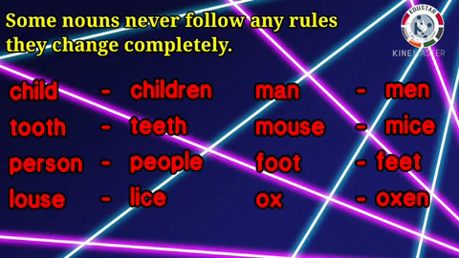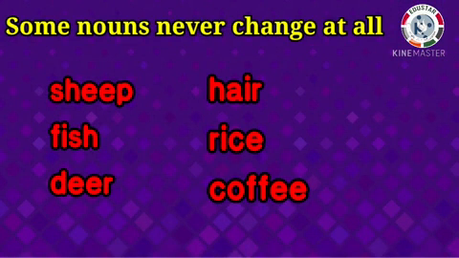Some nouns change completely in plural form. For example, child, children, tooth, teeth, person, people, louse, lice, man, men, mouse, mice, foot, feet, ox, oxen, and etc. There are some nouns that do not change whether they are singular or plural. For example, sheep, fish, deer, hare, rice, coffee, and etc.